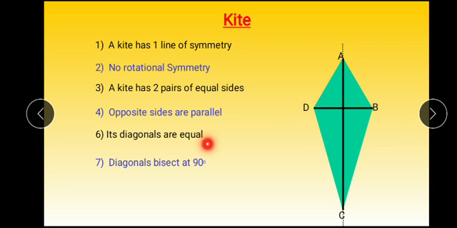Its diagonals are equal. Now the length of AC is equal to the length of BD. So the diagonals have the equal length. Diagonals bisect at 90 degree. Now these two diagonals will intersect in such a manner that all the angles are equal to 90 degree. So all these angles are equal to 90 degree.